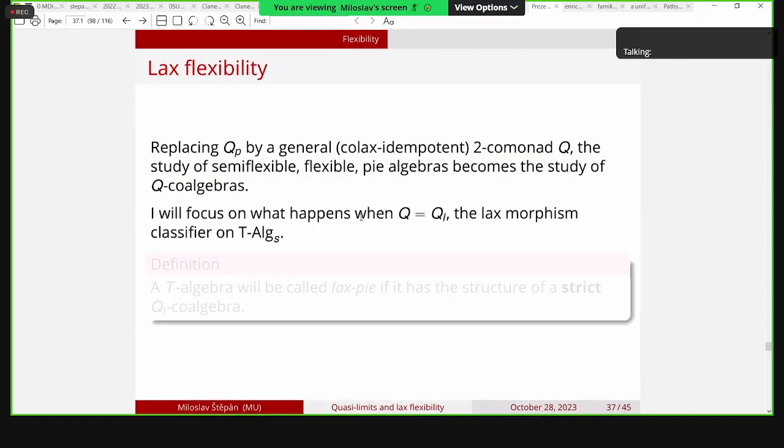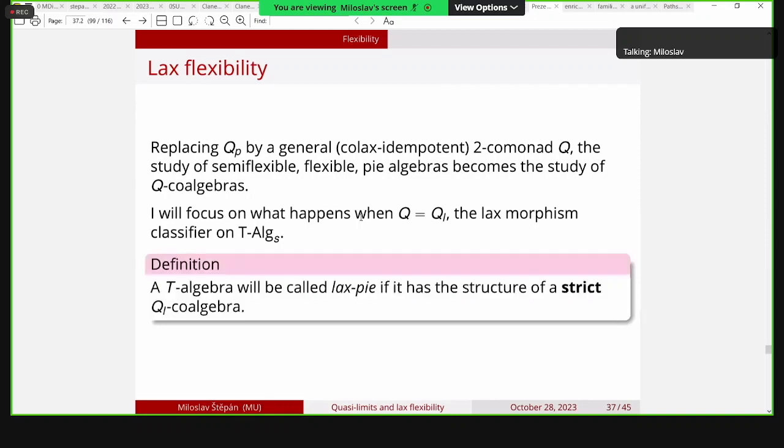And yeah, for the remainder of the talk, I will focus on the lax morphism classifier two comonad. That's the one that's induced by the inclusion and a reflection to the lax morphisms. And I propose the following definition. We will call a T algebra lax pi if it has the structure of a strict QL coalgebra. I'm not sure where, well, lax pi weights have been considered somewhere at some point, I think, but I'm not sure if I've seen it. Yeah, but we can talk about it later.